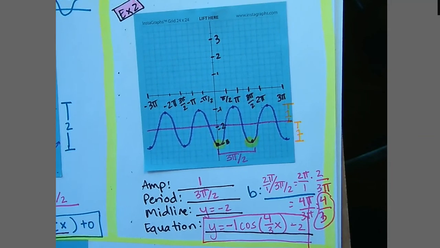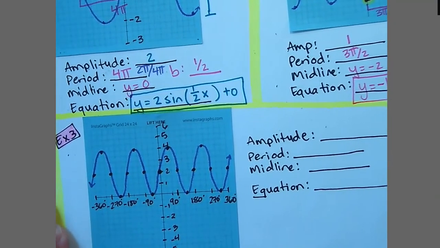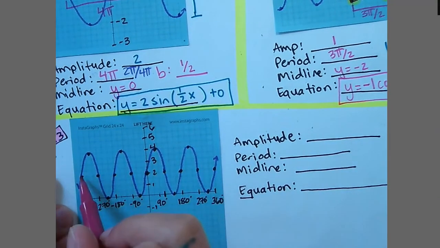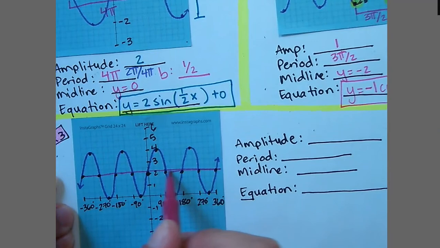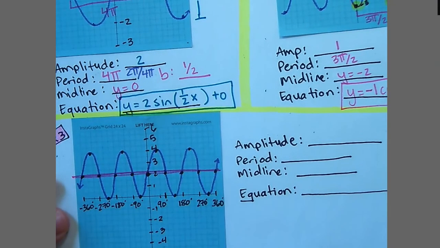Okay, let's move on to the last one. All right, we're going to start with our midline. Okay, so here you can see that the thing that cuts this in half is this line right here. We're cutting it in half horizontally. So this line is y equals 2.